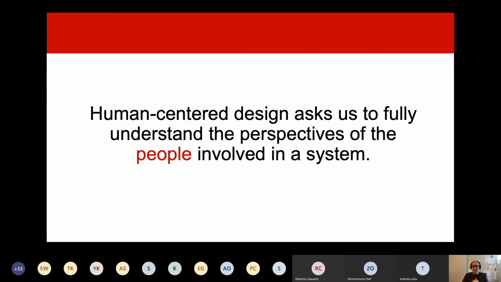All right, human-centered design asks us to fully understand the perspectives of people involved in the system. So we're looking at building empathy, understanding the individuals who interact with the system or who are affected by a system, and we really want to get a feeling for their needs and what they benefit from the software.